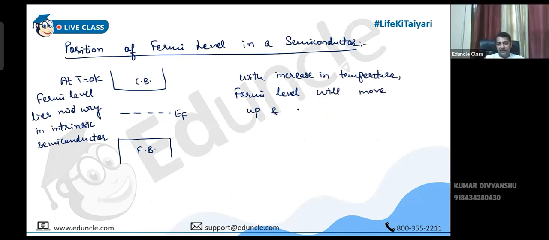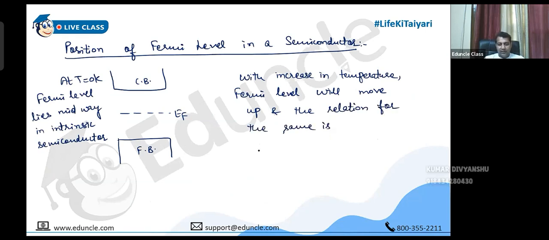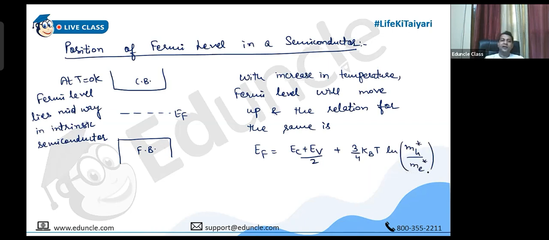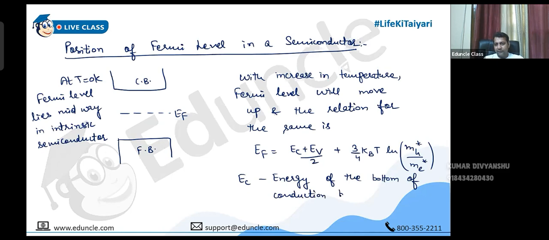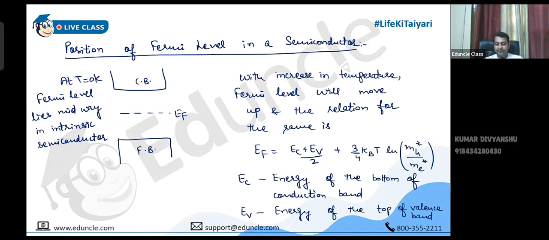And the relation for the same is, and this is the formula to calculate the displacement. These are the effective masses of hole and electrons. EC is the energy of the bottom of the conduction band. And this is the energy of the top of the valence band. Please check. Is it clear? Any doubt to anyone?